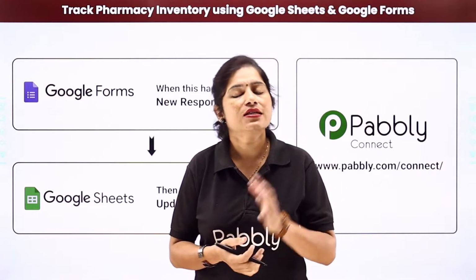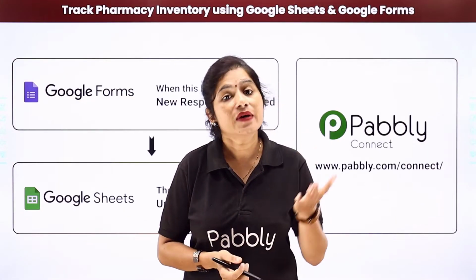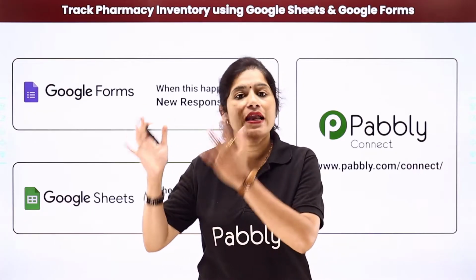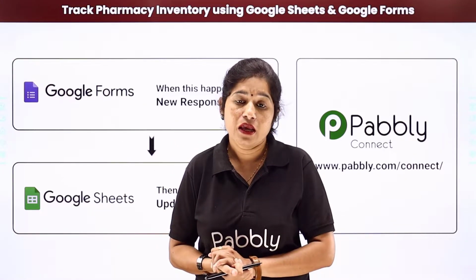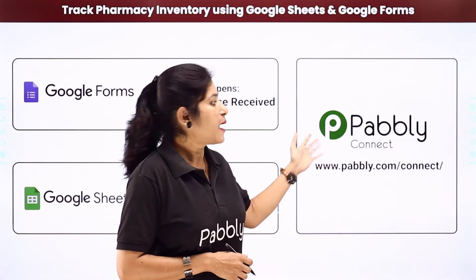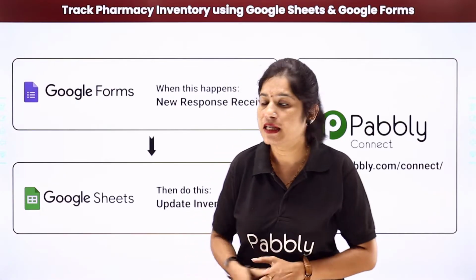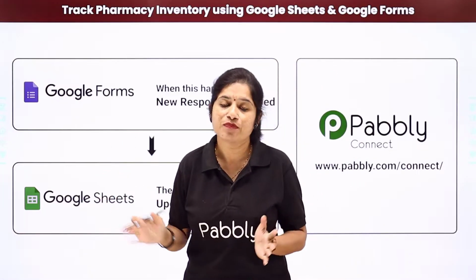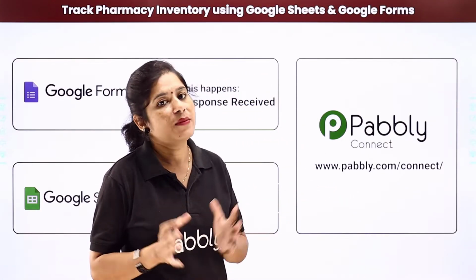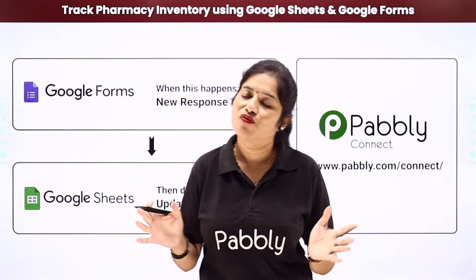It means whenever a sale is happening, automatically the sale column should get updated. Whenever a purchase is happening, then the purchase column should get updated, and even the balance of your stock should also get updated. And for this, we are going to use Pabbly Connect. So basically, Pabbly Connect is an automation and integration software which will help us in integrating the applications automatically. The best part here is it doesn't require any coding skills or programming knowledge. Even a non-technical person can use this software application very easily.